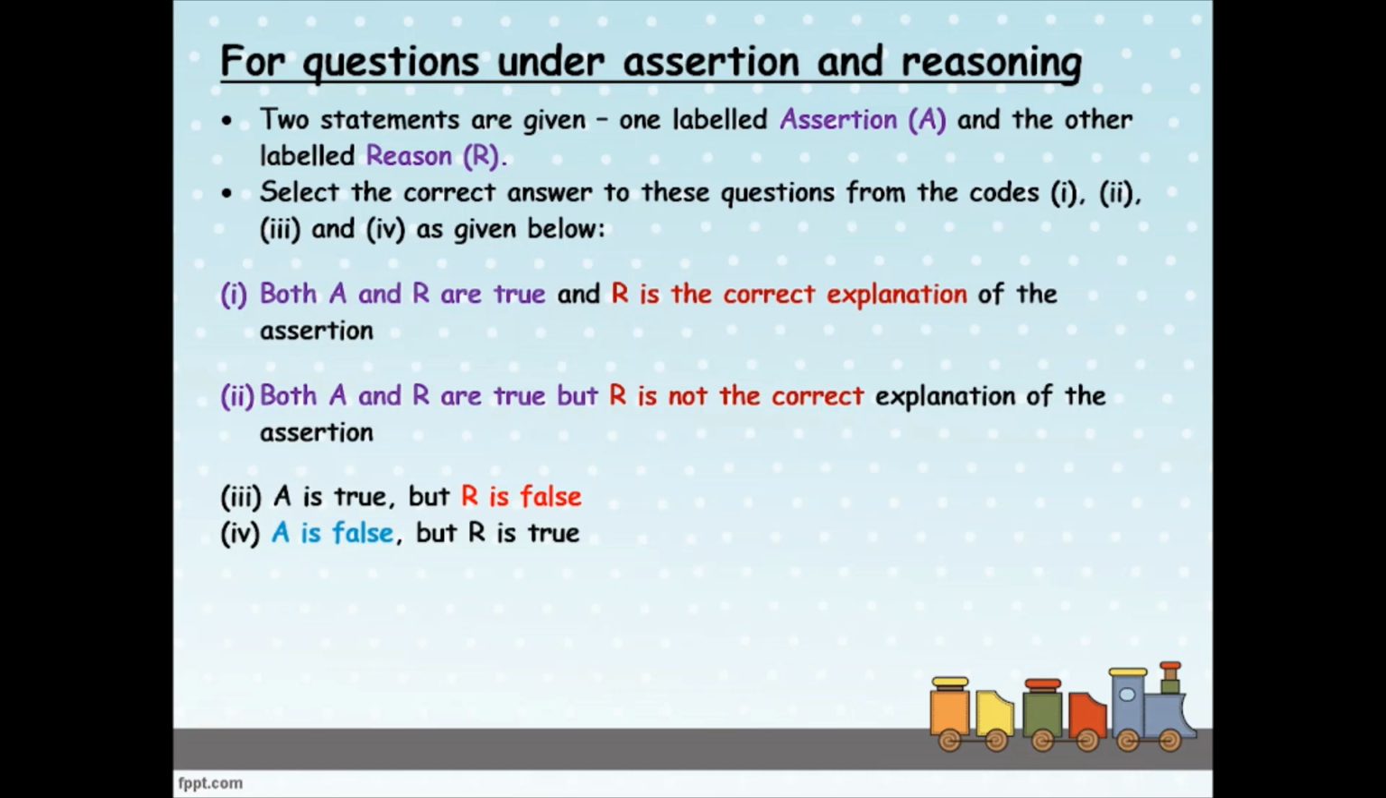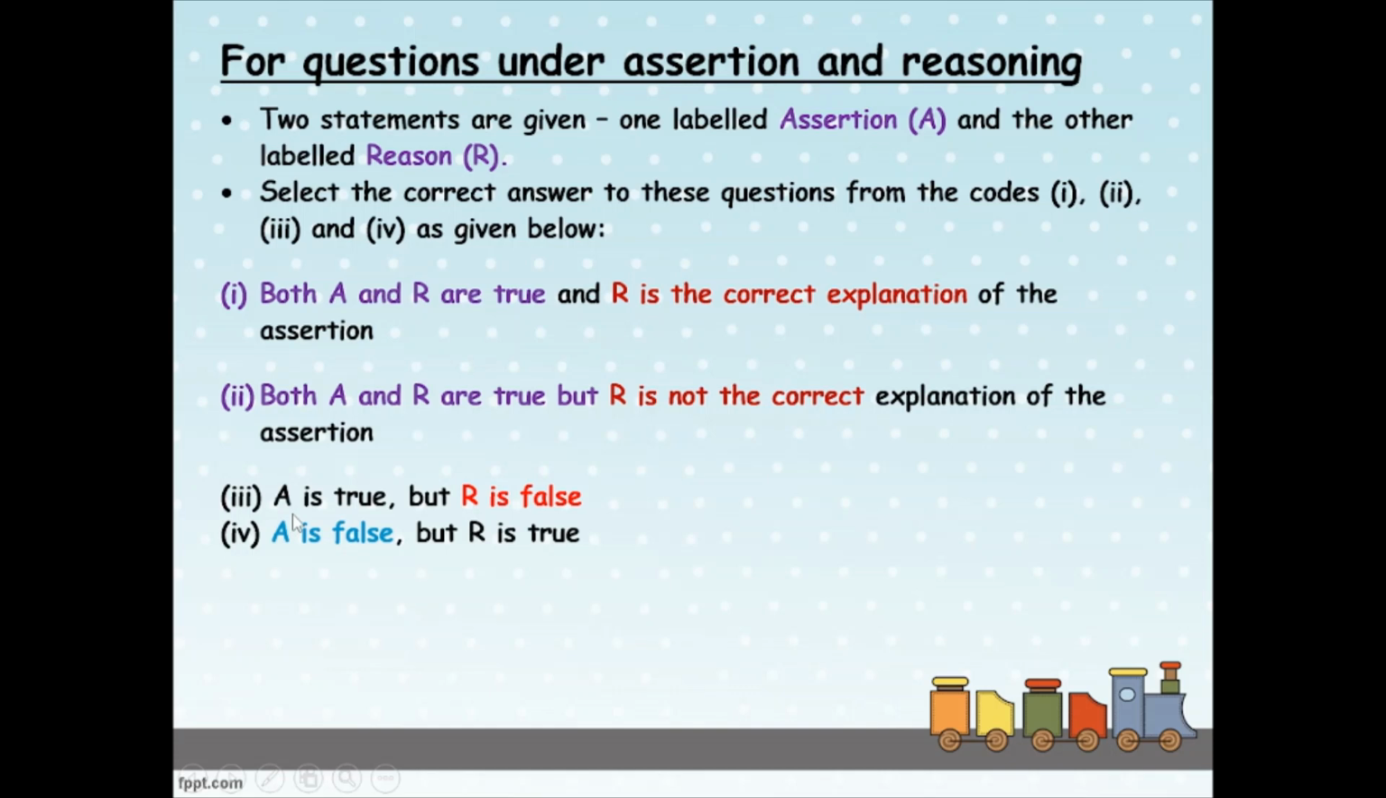The reason can be an explanation. It explains the assertion in a proper way. Option 2 says both A and R are true, but individually the assertion is a true statement and the reason is a true statement, but they are not explaining or connected to each other. If such statements are given, you can go for option 2.